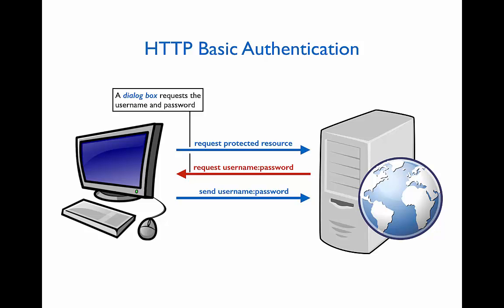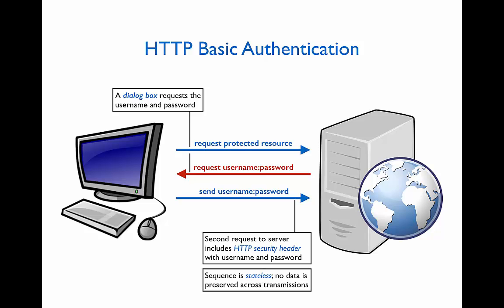This results in a second request to the server, which asks for the same resource, but this time includes an HTTP security header along with an encoded username and password. The sequence is stateless, so the second request is independent from the first. Finally, the server confirms that the username and password match, so it returns the requested resource.